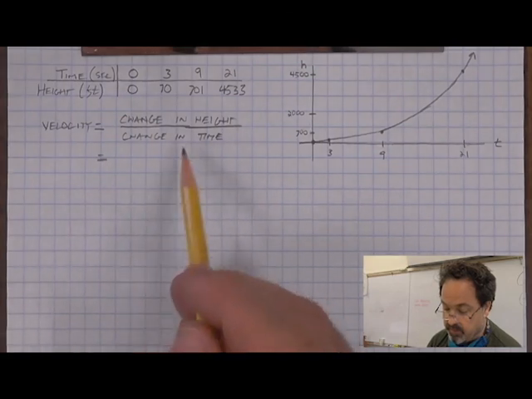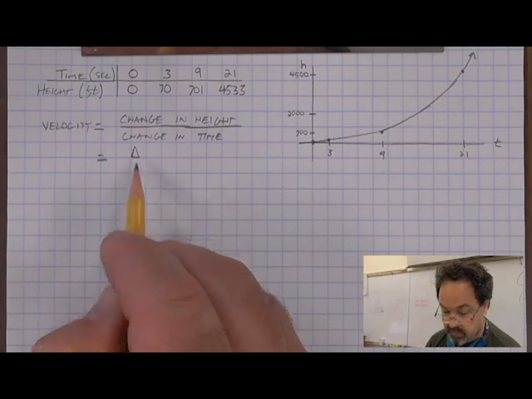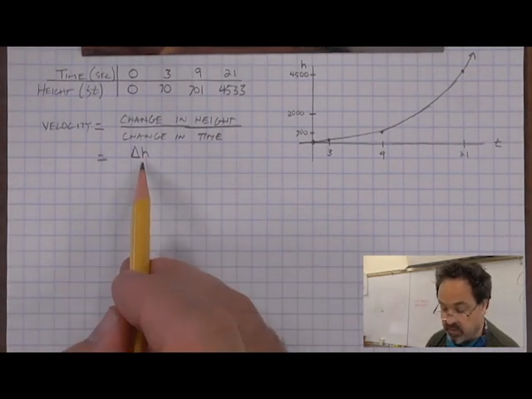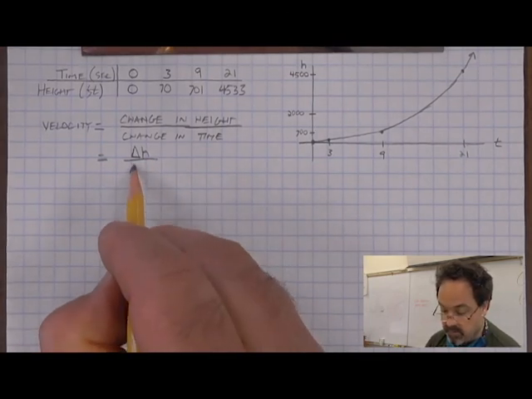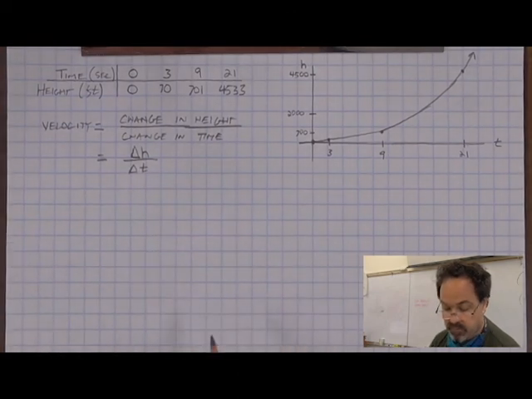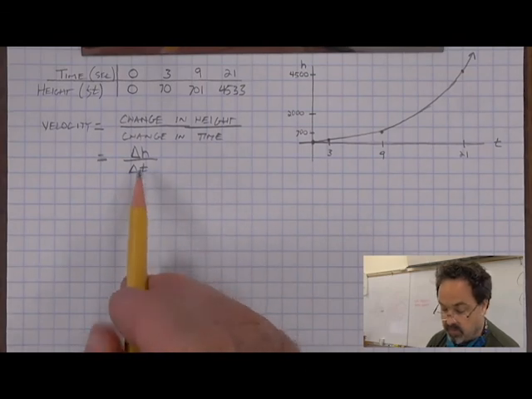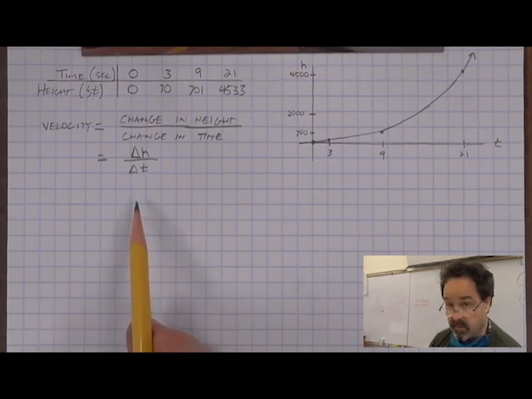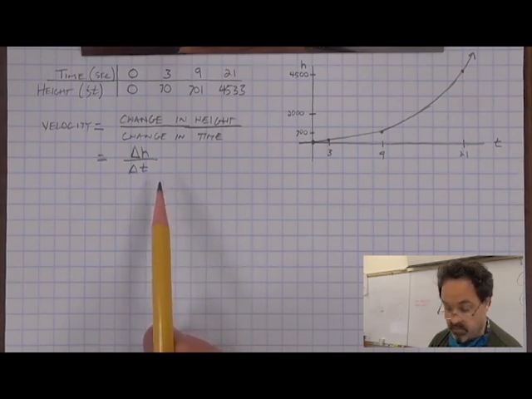How do we calculate that? Change in height, we have a symbol, delta, and we can abbreviate height with an H. Delta H is a symbolic way to represent change in height. And of course, delta T would be the symbolic way to represent change in time. Delta H over delta T is the velocity of this rocket. And we can calculate a specific velocity by choosing heights and times, making a ratio with numbers, and calculating velocity. We're going to do that.